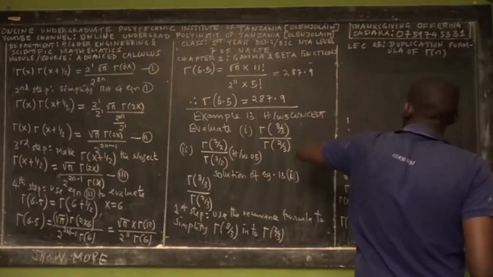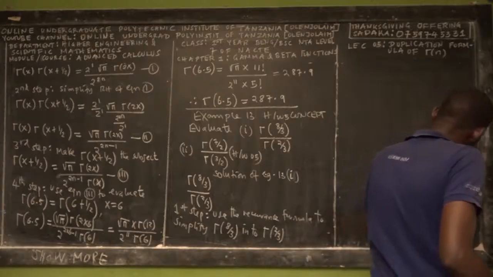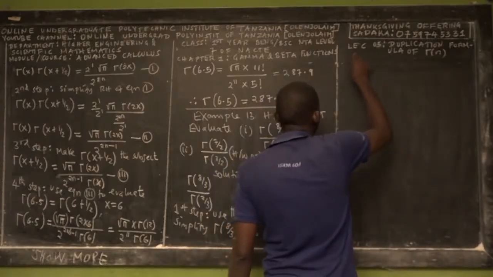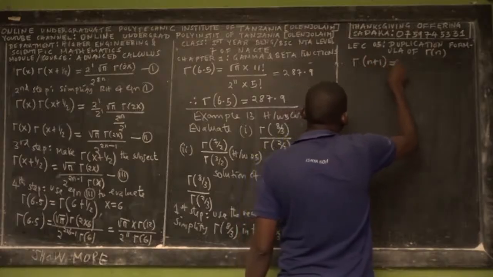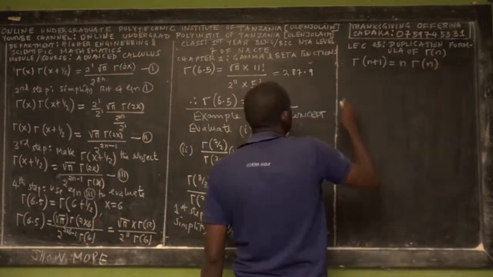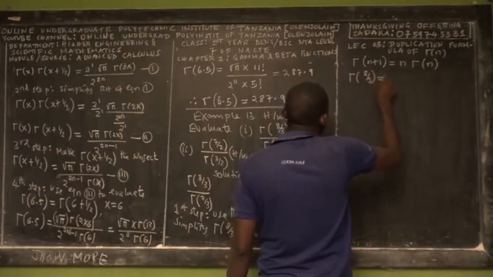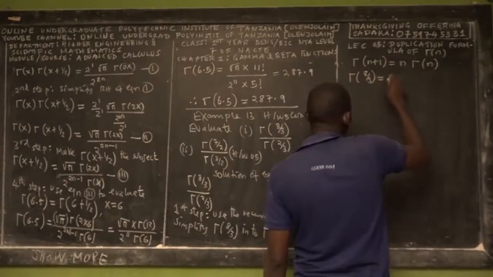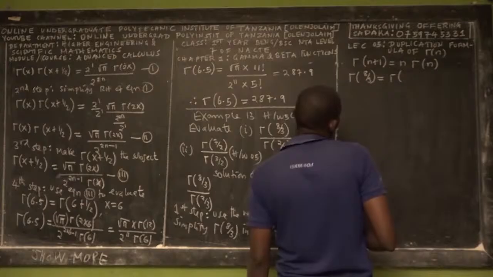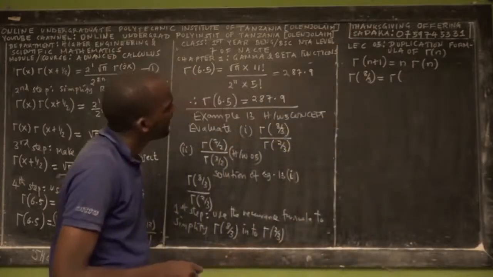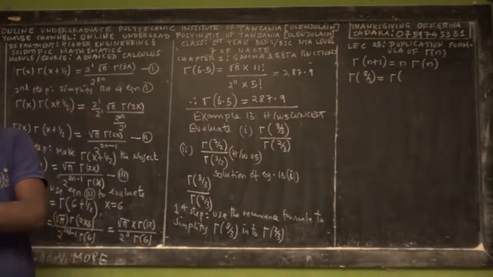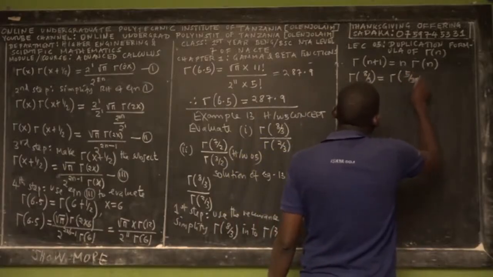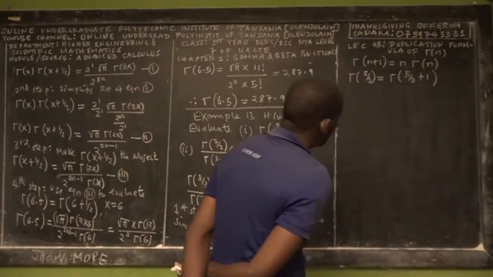What is that relationship? The property we are using, the recurrence formula, is gamma of n plus 1 is equal to n gamma of n. So we are being given gamma of 8 over 3. Expressed in this form, this is equal to gamma of 5 over 3 plus 1. 5 over 3 plus 1 is equal to 8 over 3.